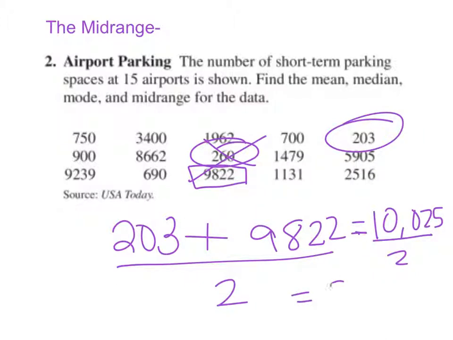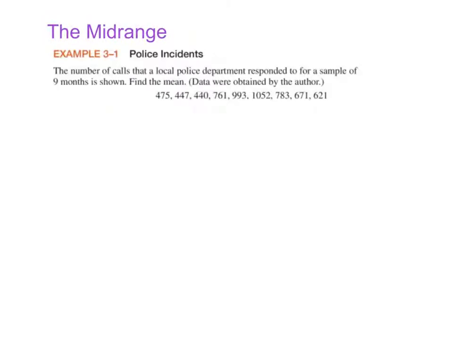And you get 5,012.5. And that is the mid-range. So again, it is a quick rule of thumb for the center. It's kind of an estimate of the average. But it's not a great estimate, to be frank, but it's called the mid-range. You can use your calculator to find the mid-range.